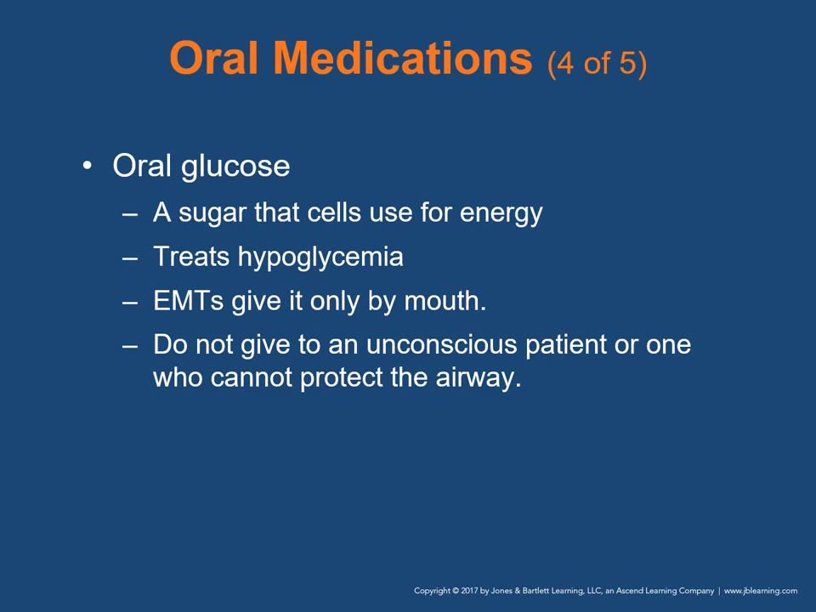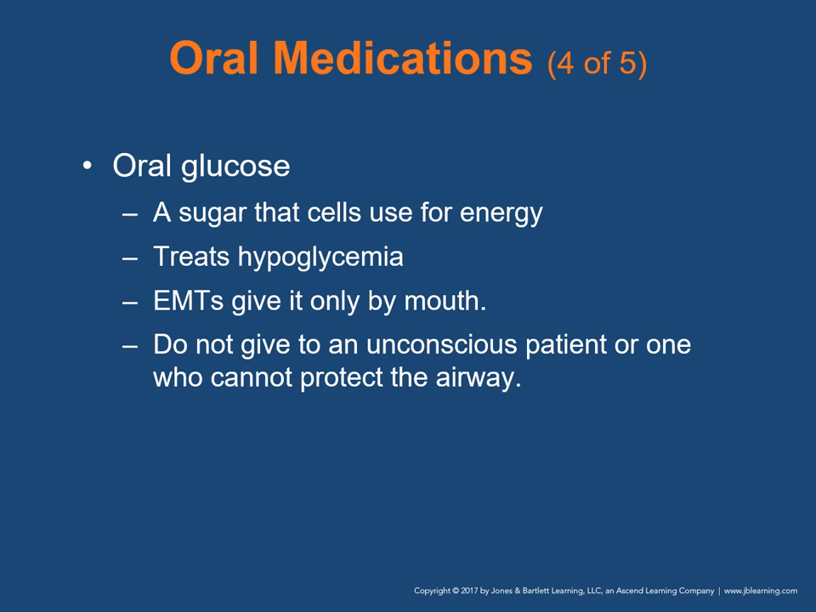Oral glucose. Glucose is a sugar that cells use for energy. It is necessary for brain cell survival. Hypoglycemia is defined as an extremely low blood glucose and can be caused by an excess of insulin. Oral glucose can counteract the effects of hypoglycemia.